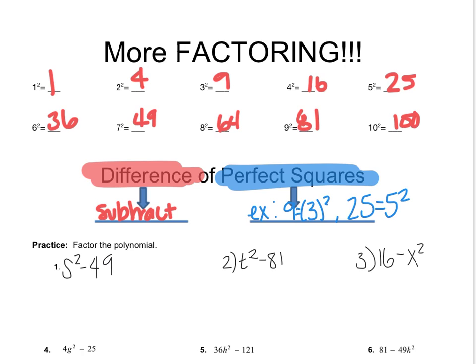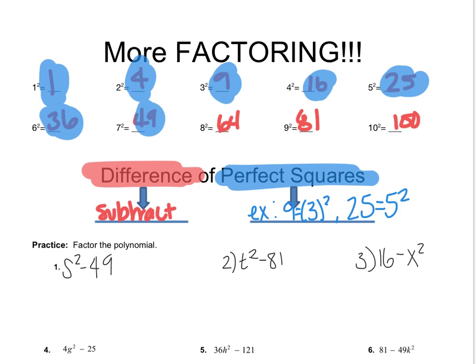So all of these numbers up here, 1, 4, 9, 16, 25, 36, 49, 64, 81, 100, are perfect squares because they are all a number times itself. It's also important to note that x squared is a perfect square because it is x times x. So that's going to come in handy.